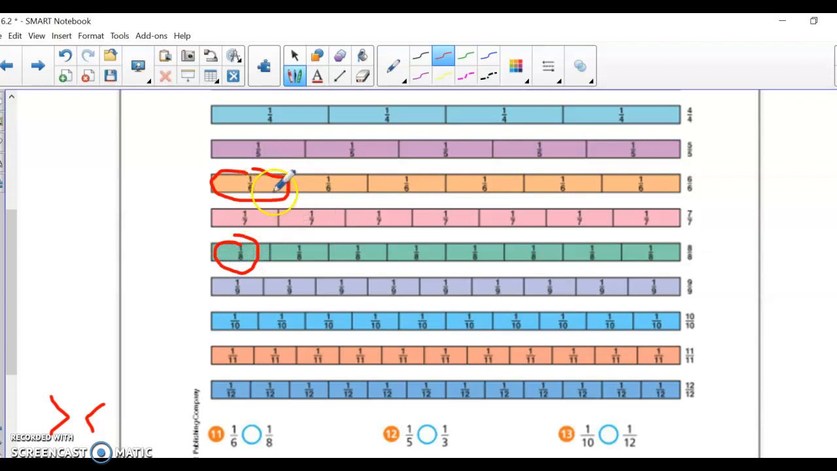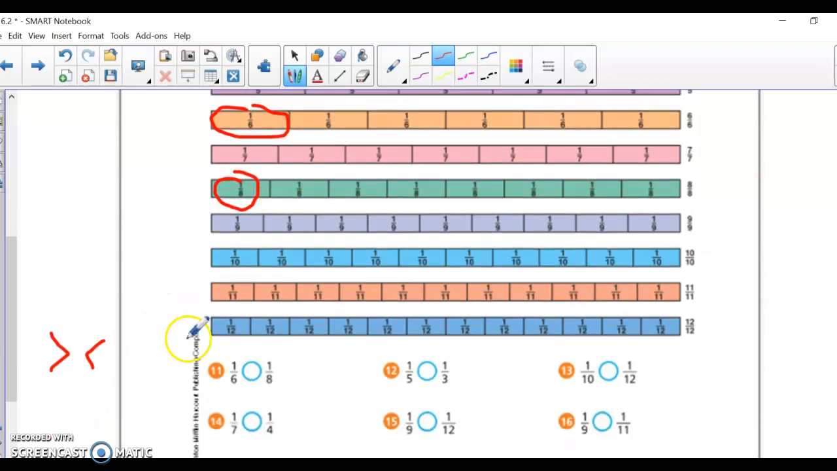And I can see pretty clearly that 1/6 is bigger than 1/8. So I'm going to use my greater than. And remember, it opens up to the bigger number. So 1/6 is greater than 1/8. And a lot of times people remember this by putting in alligator teeth and saying the alligator wants to eat the bigger meal, so they're going to eat the bigger number, right?